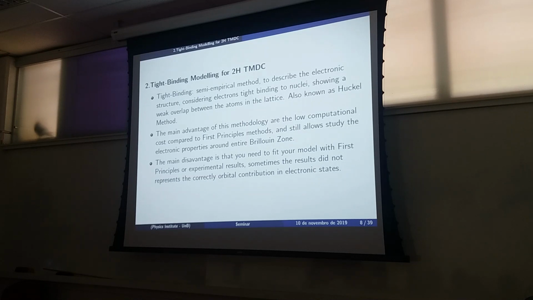But tight binding, what is basically tight binding? A semi-empirical method, okay? So basically all integrals that you have in your DFT are changed for parameters. And we consider electrons very close to the core, the atomic nucleus. And we consider weak overlap between the atoms and the electrons. So the electrons are very localized. That's the main idea of tight binding.